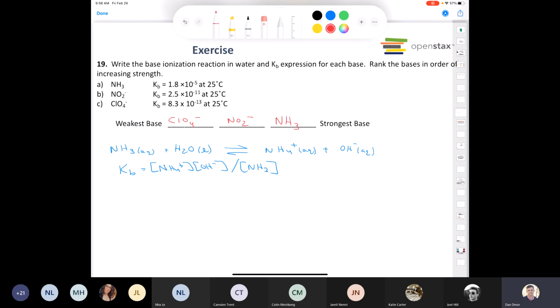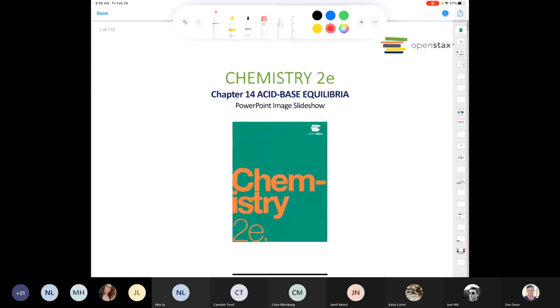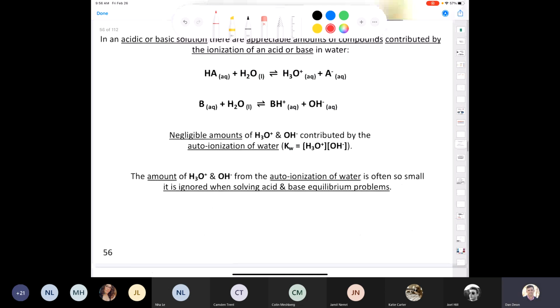Let's try C, just for fun. So this was A, and if we want to try C, we have the perchlorate ion. We put it in water. It behaves as a base. Not a strong base, that's for sure, with a Kb that's that low.